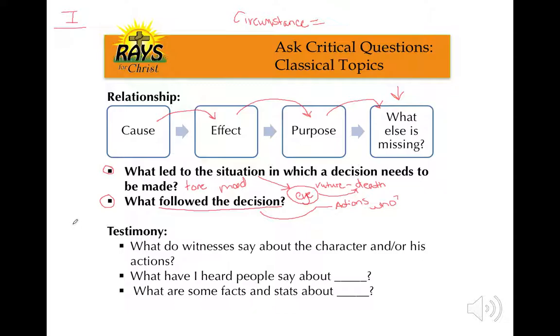Testimony. We've done comparison, definition, circumstance, and relationship. So the last common topic, the fifth one, is testimony. What do the witnesses say about the character and or his or her actions? So what witnesses did we have? We had the neighbor who heard a noise.